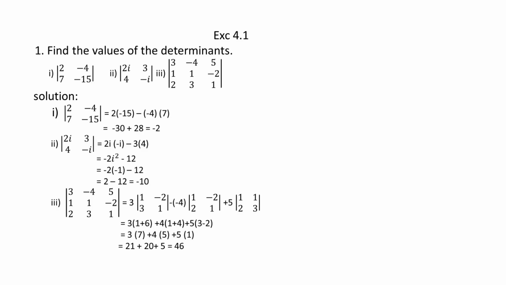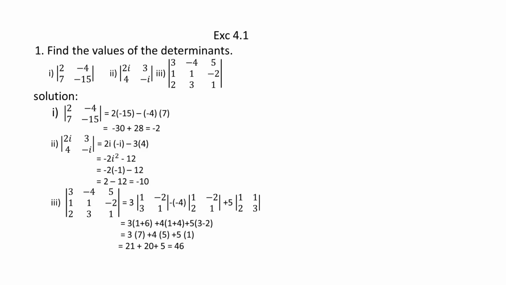The expansion formula is a multiplied by d, meaning 2 multiplied by minus 15, minus b multiplied by c, meaning minus 4 multiplied by 7. Now 2 multiplied by minus 15 is minus 30. Then 7 multiplied by minus 4 is minus 28, but minus minus becomes plus 28. So the value is minus 30 plus 28, which is minus 2.